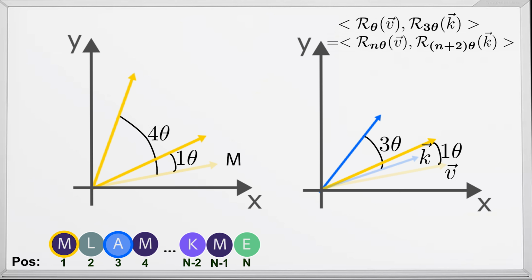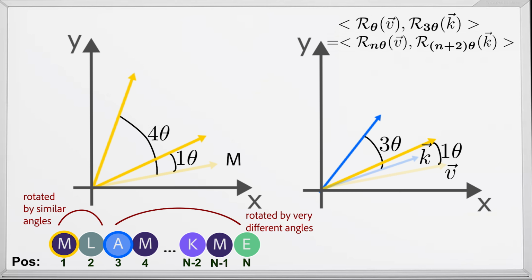Intuitively, this means that the model learns to understand the order of tokens by how much their embeddings have been rotated, instead of relying on added positional information. And tokens that are close to each other will be rotated by a similar degree, which indicates to the model that those tokens are close.